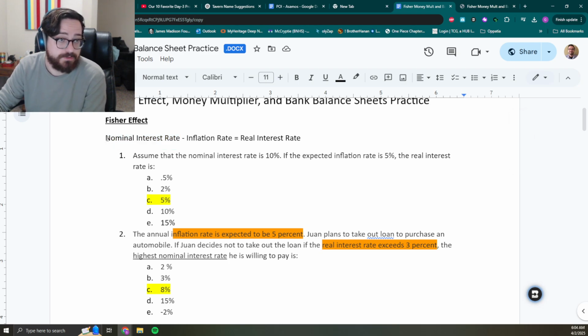Obviously, you want your loan to be as cheap as possible, so this is kind of unnecessary, but worth mentioning. He'd love to take it out at like 0%, but the highest he'd be willing to pay is 8. So that's the Fisher equation problems right there. That's just a quick little run through of the Fisher equation.